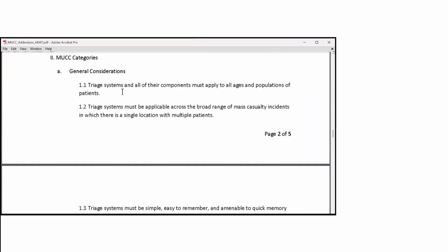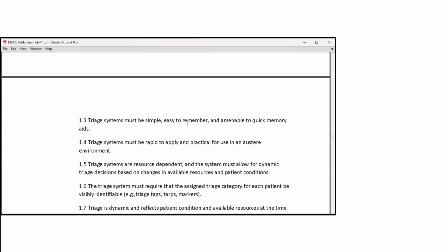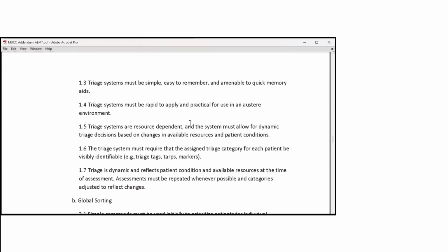So general consideration: the triage system and all its components must apply to all ages and populations of patients. This is where the problems start, because remember, there's START and JumpSTART. So automatically that criterion gets knocked off, because you can't have providers trying to remember which one is adult and which one is pediatric, okay? And it must be applicable across a broad range of mass casualty incidents, in which there's a single location of multiple patients. It must be simple, easy to remember, and amenable to quick memory aids.